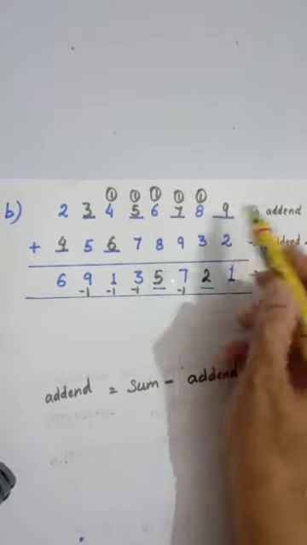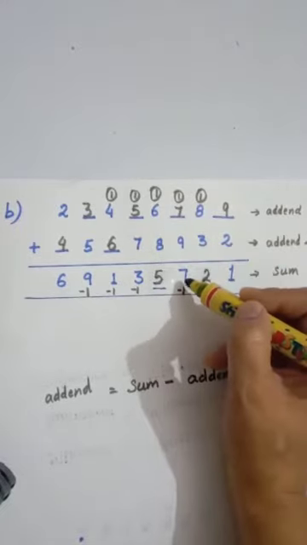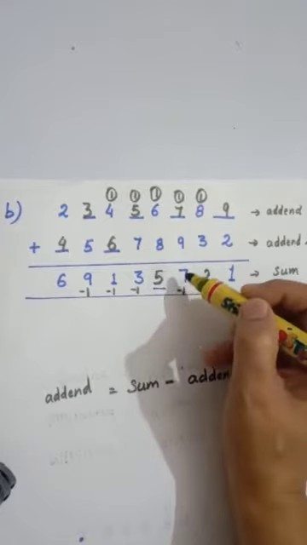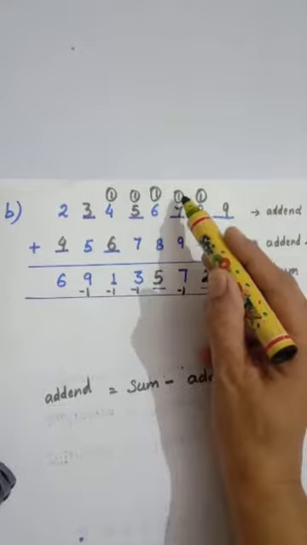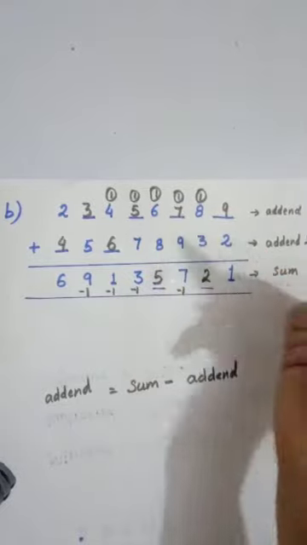Here we have to find addend 1. So here 7 minus 1 is 6, so 16 minus 9 is 7. So if you add these three numbers, 17 will come.